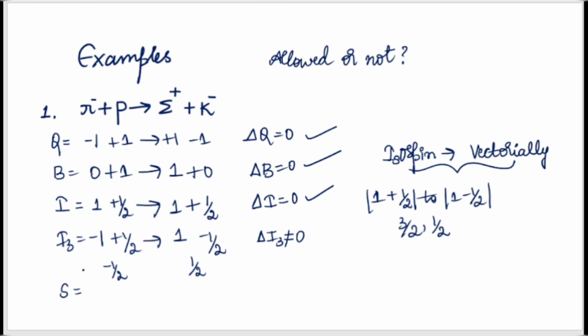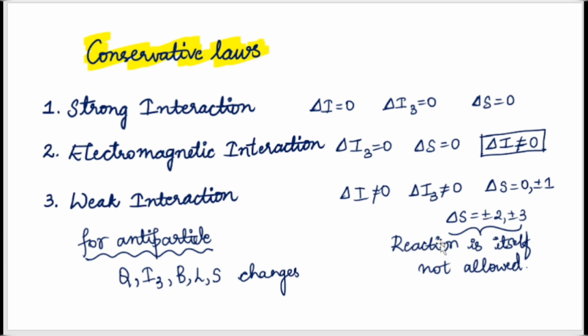So now we will be moving on to the strangeness number. The strangeness of pi negative is 0. You can cross check in the given diagrams that I have explained to you. For proton it is 0 again. For sigma positive it is minus 1, and K negative also it is minus 1. So what are we getting for delta S? Minus 2. I told in the last slide itself, if my strangeness change is plus or minus 2 or plus or minus 3, I can say at that time the reaction is itself not allowed.